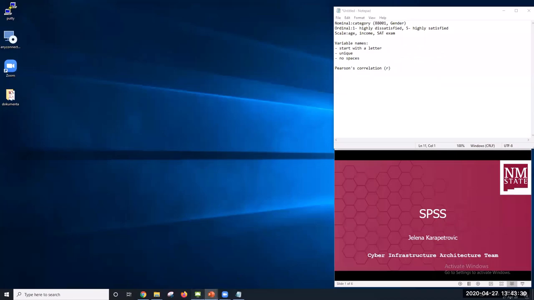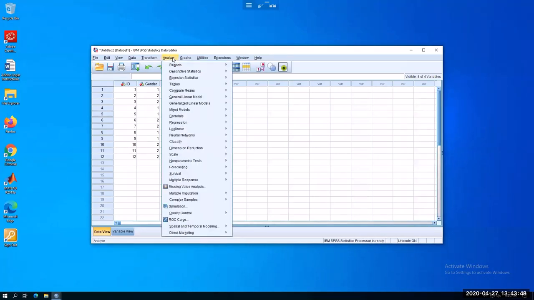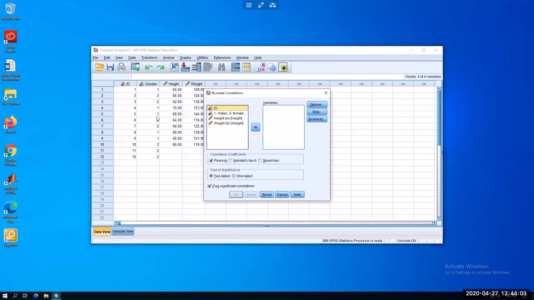So here, see how our data are organized. Each person has a pair of values, has both height and weight. And we want to correlate these two values. We will go to analyze and then correlate and bivariate. Choose this. Bivariate, okay. And as before, all our variables are on the left, and we need to choose which we want to use. So we will use just height and weight, and we'll move these two variables to the right. And let's use Pearson's correlation coefficient.